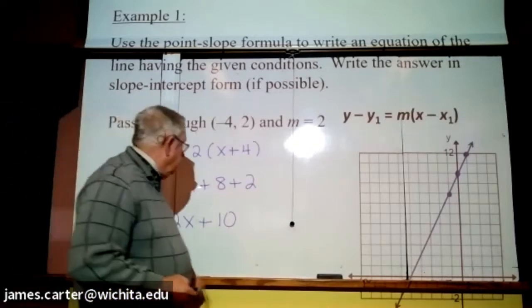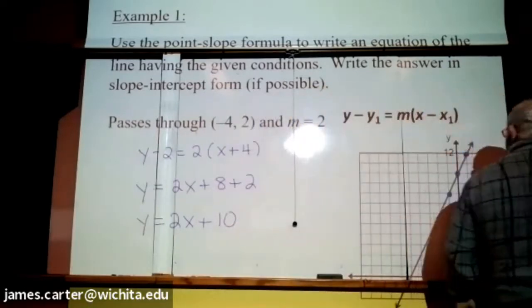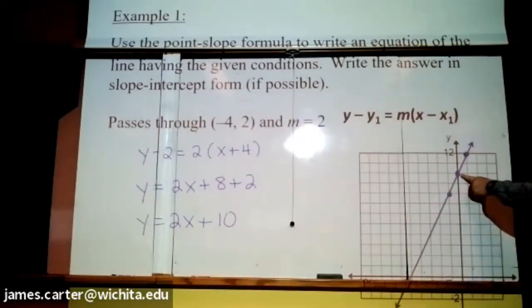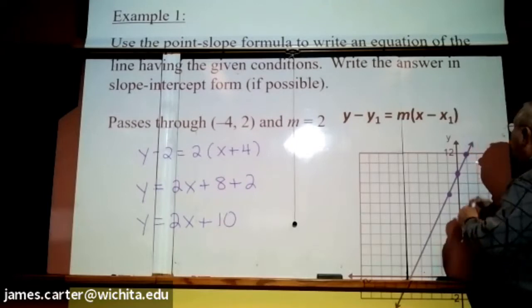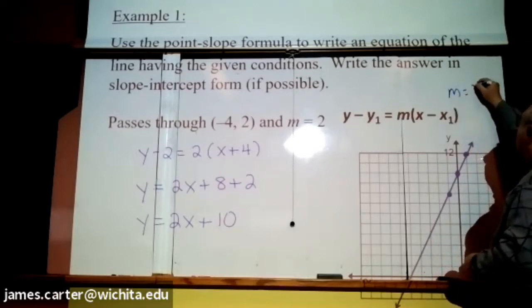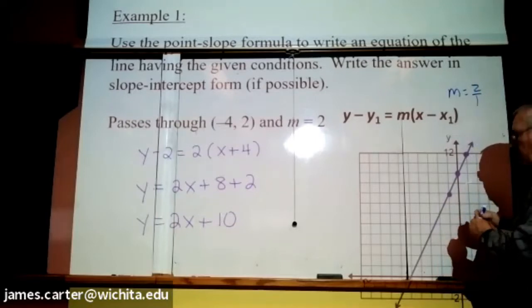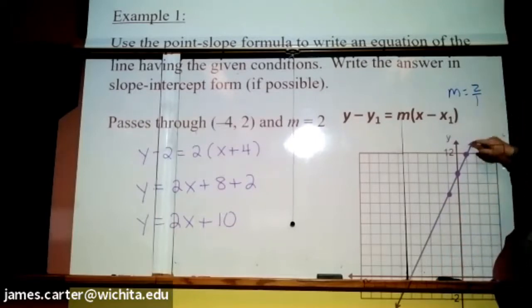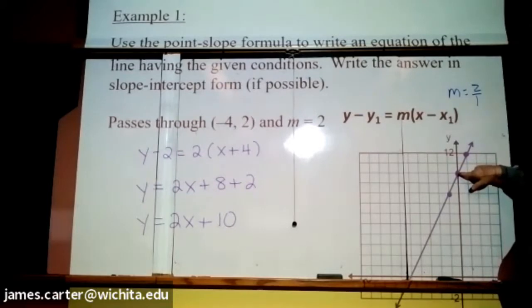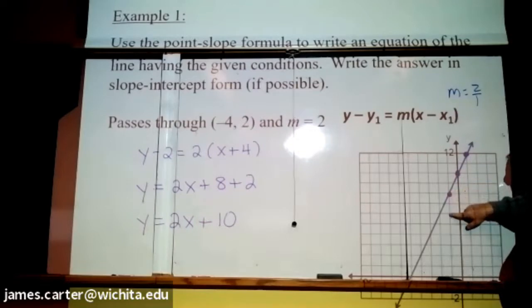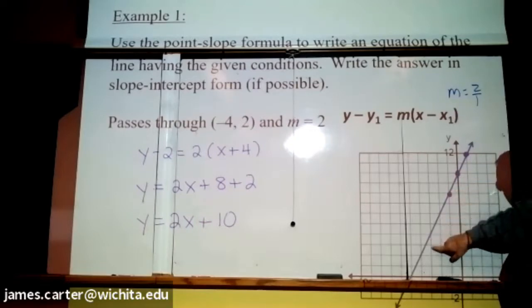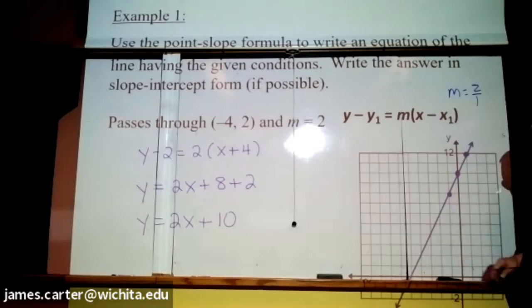Now to graph it, our y-intercept is the point (0, 10), and our slope is 2 over 1, we have to fractionalize it. So from our anchor point, we go up 2 right 1, or down 2 left 1, down 2 left 1, and so on, and we draw our line.